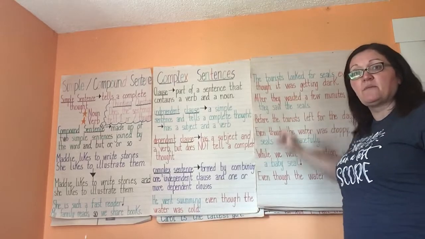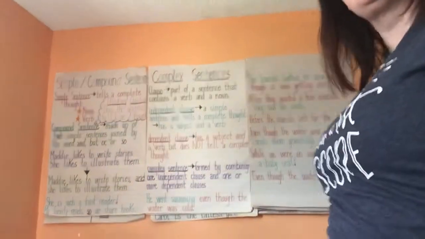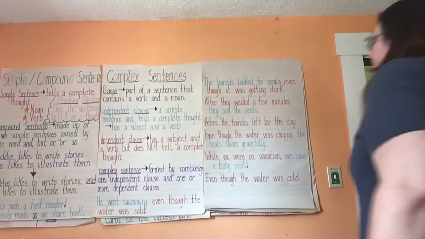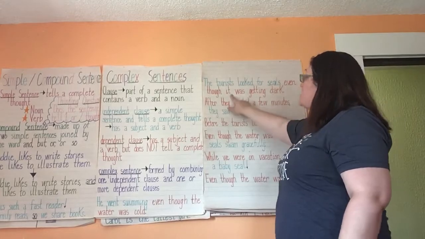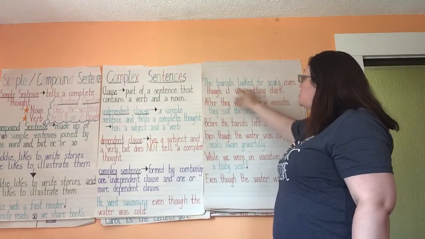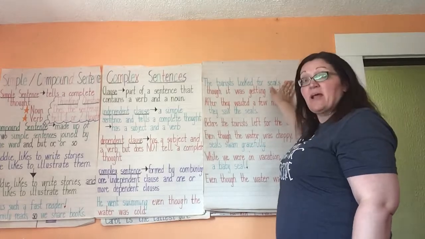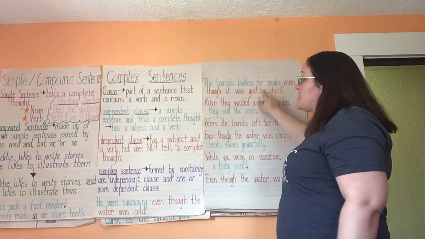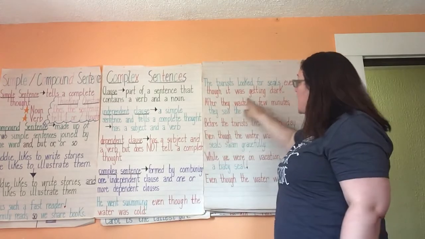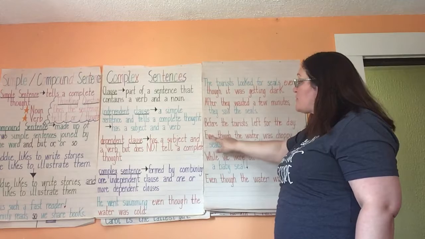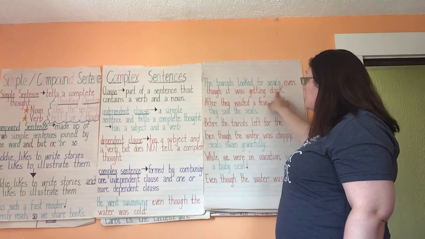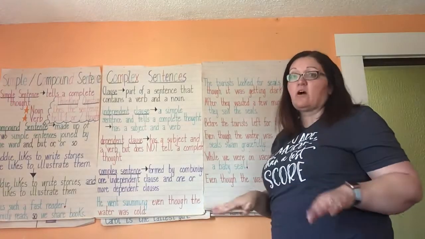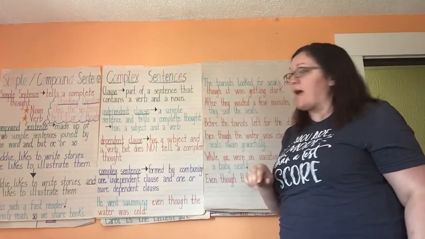Okay? Let's look over here. I'm going to turn the camera just a little bit so you guys can see. Okay, the tourists looked for seals even though it was getting dark. So, the tourists looked for seals. Is that a sentence by itself? Yes, it is. But then I added, even though it was getting dark. This is the dependent clause. It still has a subject and a verb: it was getting dark. But I have to add it. Could I say, even though it was getting dark, by itself? No, that sounds weird. So I could not do that.